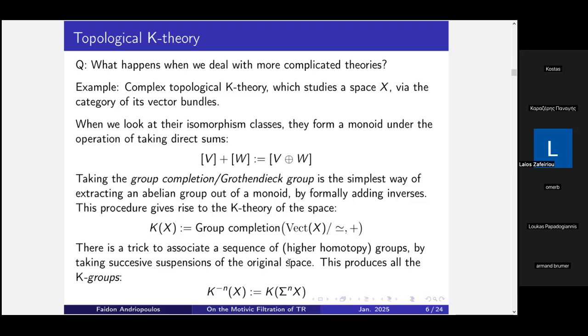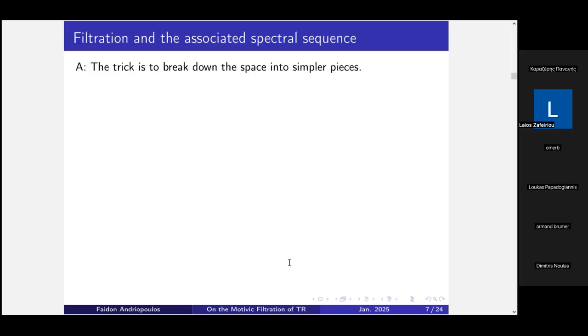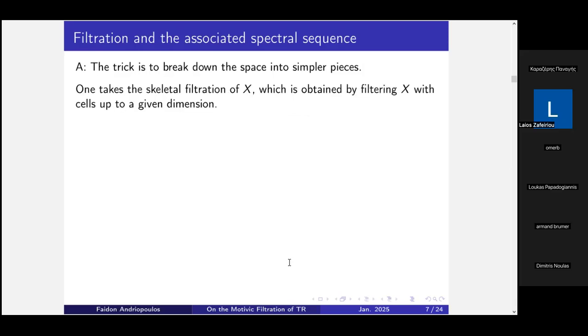These are all very formal constructions. The question is, how can one try to understand what, say, this topological K-theory is? The trick is to break it down into simpler pieces by first breaking down the original space. What could one do? Well, we're still in topology, so we have quite some flexibility. We have our original space, and we can filter it using the skeletal filtration of the space. So for example, assume that X is a CW complex, then we can filter that complex by allowing cells of an original dimension.